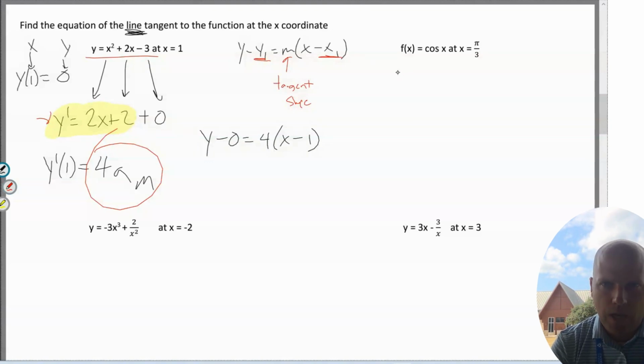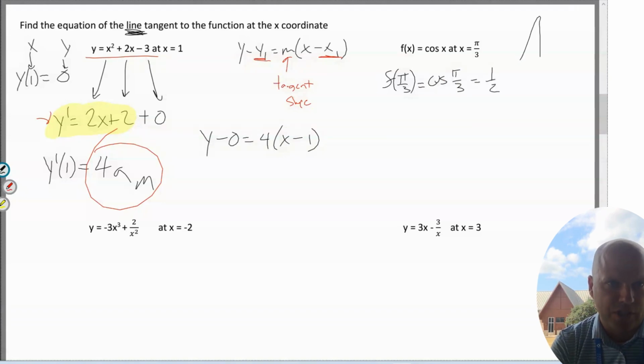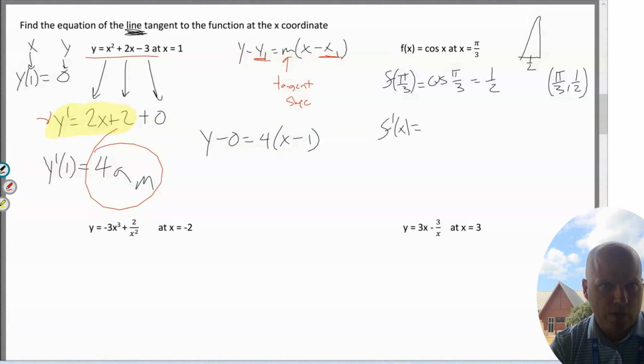All right, let's figure out the y value. Cosine of pi over 3. Stuff does not disappear on you guys. So pi over 3 is straight up. Cosine is the adjacent. It's a half. It's the tall 30, 60, 90 triangle. The adjacent is a half. So here's my x, y. Plug in x into f, get y. I need the slope equation. The slopes of cosine are negative sine.